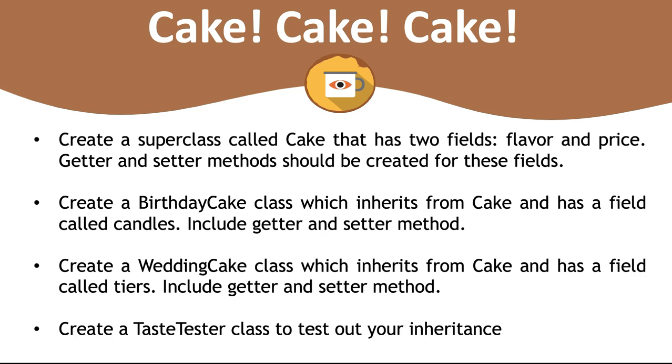And then create a third class called wedding cake, which also inherits from cake and has a field called tiers, and you'll include a getter and setter method for this. And then finally, a class called taste tester, which will test out your inheritance. Good luck!